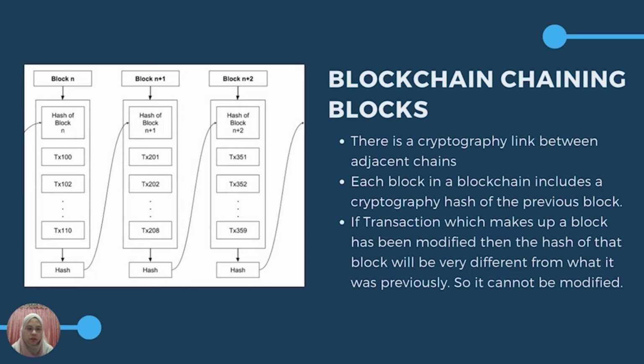There is a cryptographic link between the adjacent blocks. Each block in the blockchain includes a cryptographic hash of the previous block. If the transaction we made in a block has been modified, then the hash of that block will be different from the previous one, so it cannot be modified.